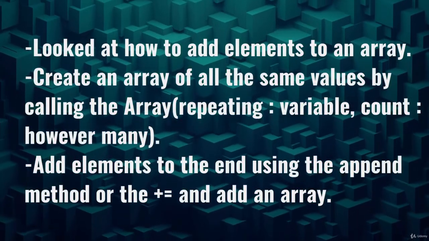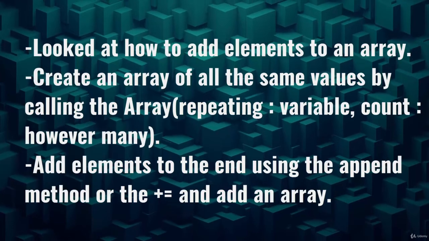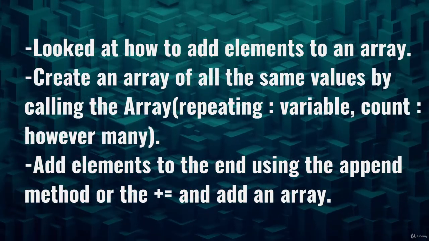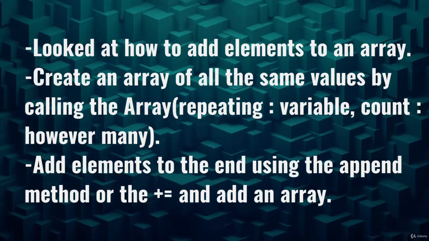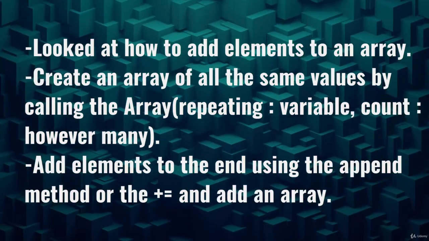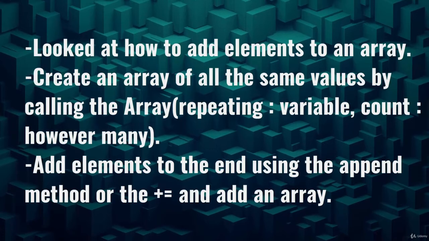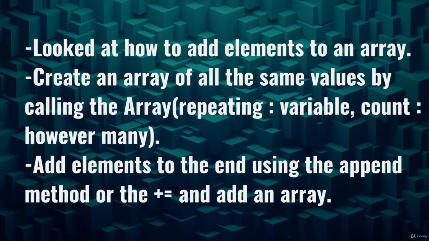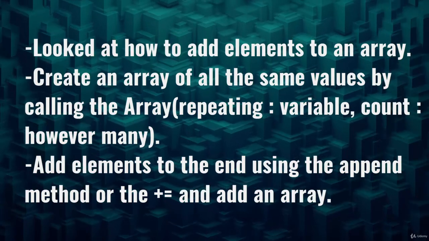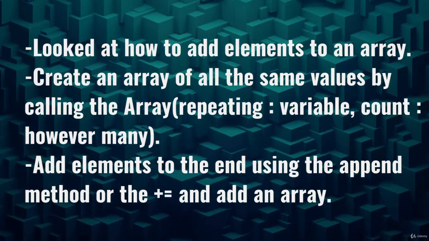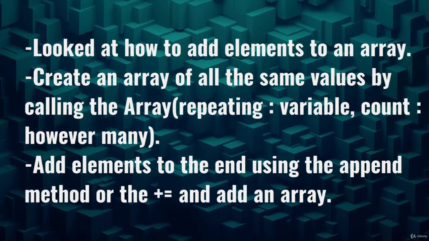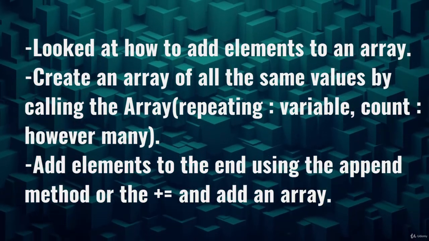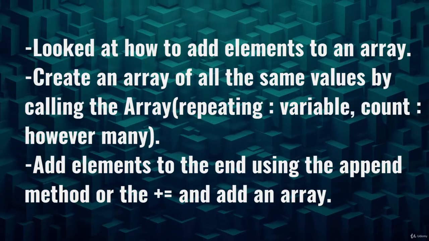Okay, so in this part we looked at how to add elements to an array that already exists. So there are actually two parts, and the first part was how to create an array of all the same values. And we did this by calling this array function, and we have a repeating variable and a count of however many times we want that variable to appear. So let's say we had an array of integers, and this was the example we used. Then we would put the type here, so we'd call repeating colon, and then let's say we want to add a bunch of 5s.